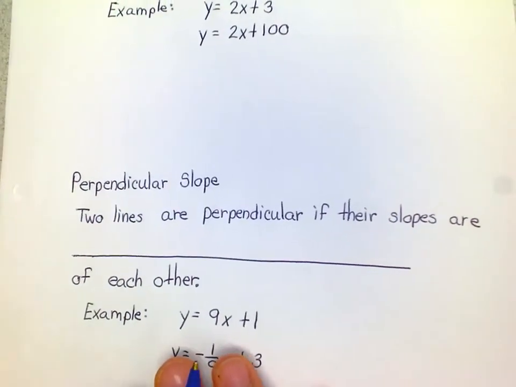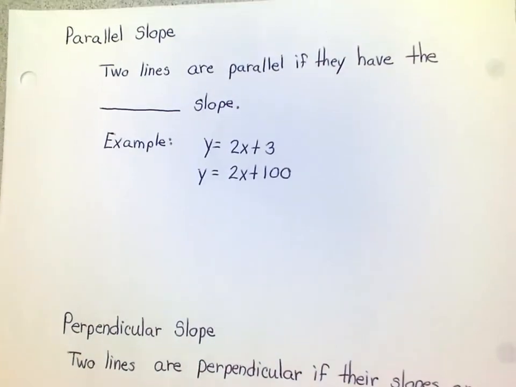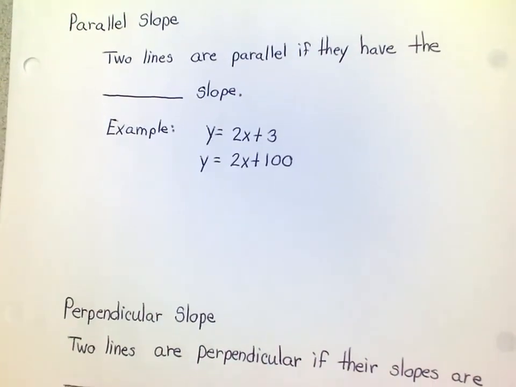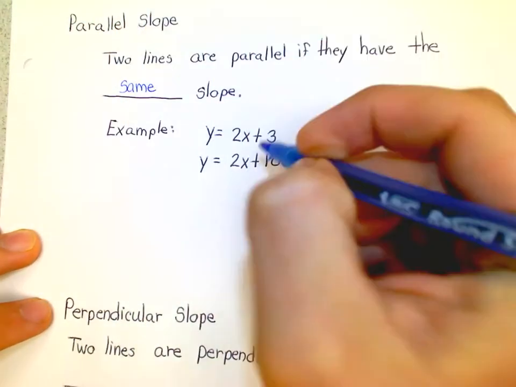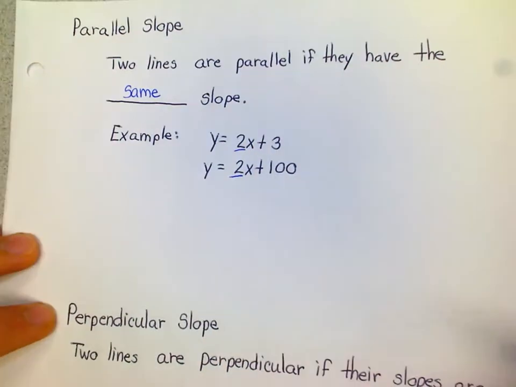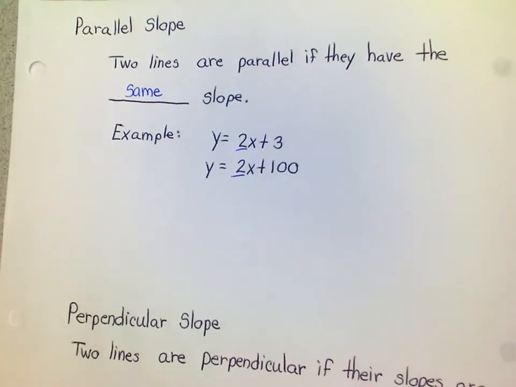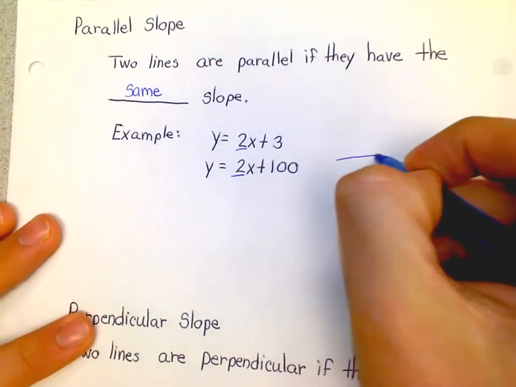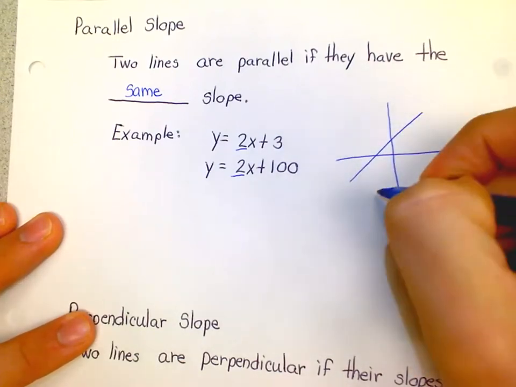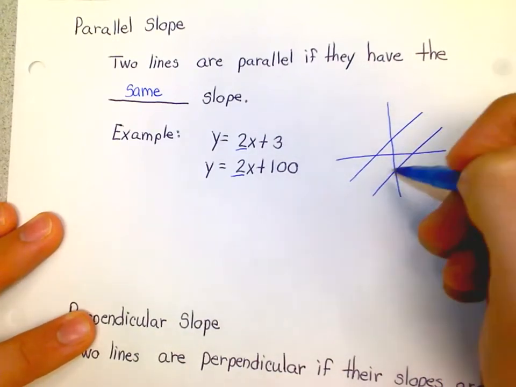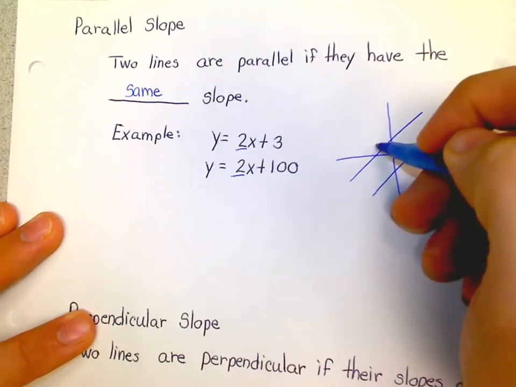And finally, to discuss parallel and perpendicular lines. Parallel slope: two lines are parallel if they have the same slope. As you can tell here, the slope is that coefficient in front of the x, and it is 2. Both of those share the same coefficient, so that means that parallel lines are going to look something like this. They will never cross, and they're going to be right beside each other.